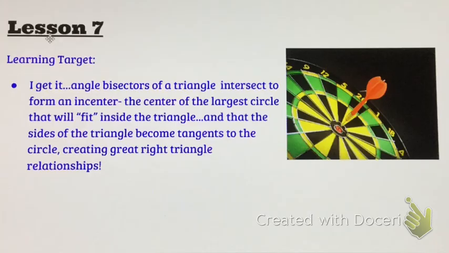But lesson 7. Angle bisectors of a triangle intersect to form an incenter. That's the center of the largest circle that will fit inside the triangle, and then the sides of the triangle become tangents to that circle, which creates a bunch of right angle triangles. So this is kind of a wrap up. Lesson 7 kind of ties it together.